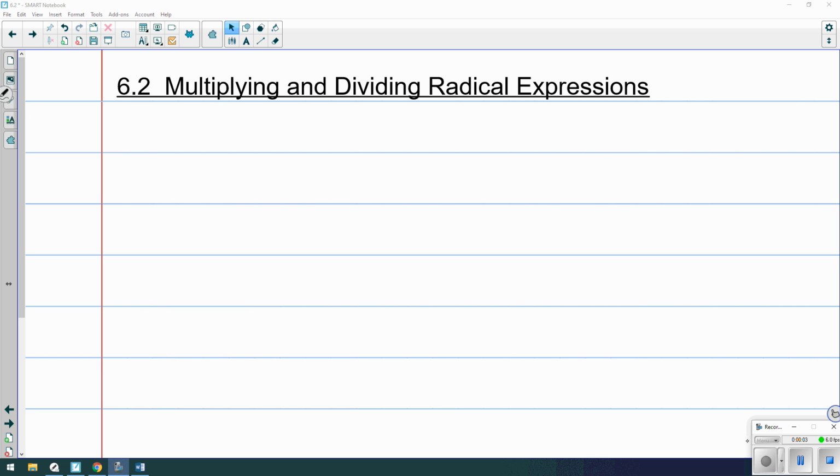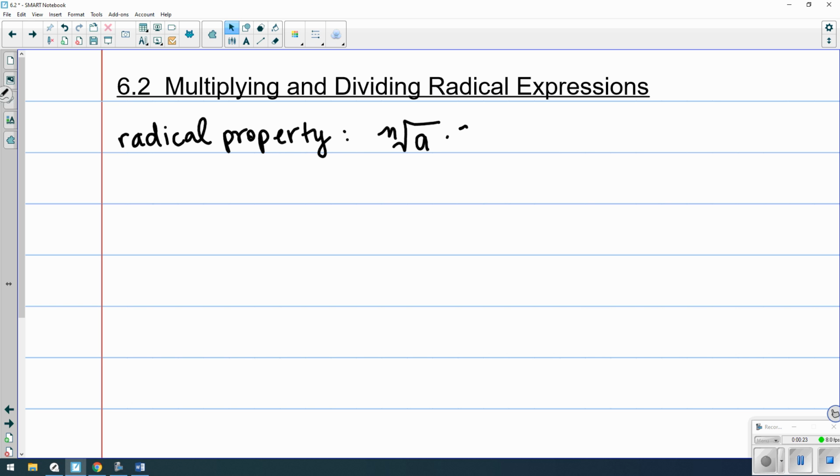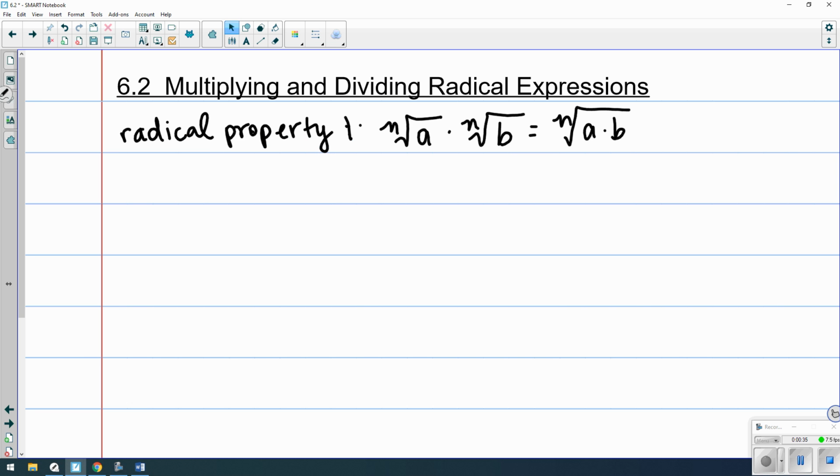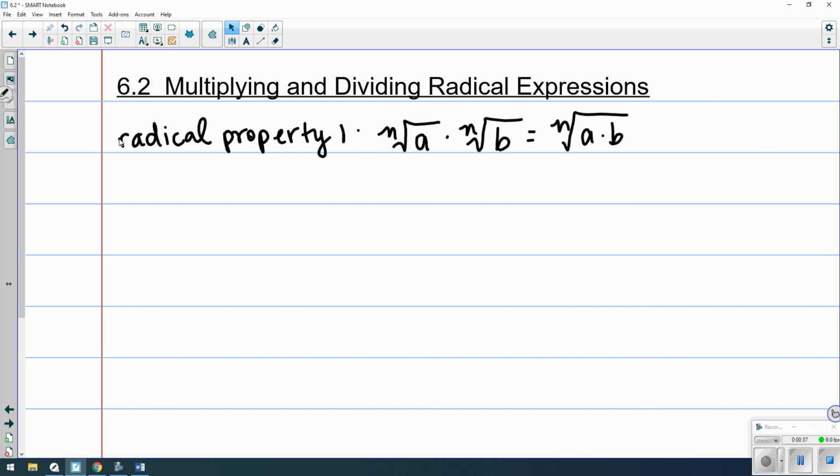In this video, we're going to look at multiplying and dividing radical expressions. So let's begin with just some very basic radical properties. Let's write these down. Radical property number 1. If you have the nth root of a times the nth root of b, as long as you have the same root, you could rewrite this as the nth root of a times b. Let's call this number 1.